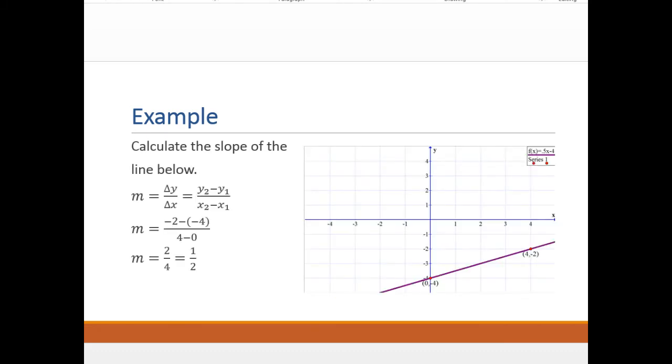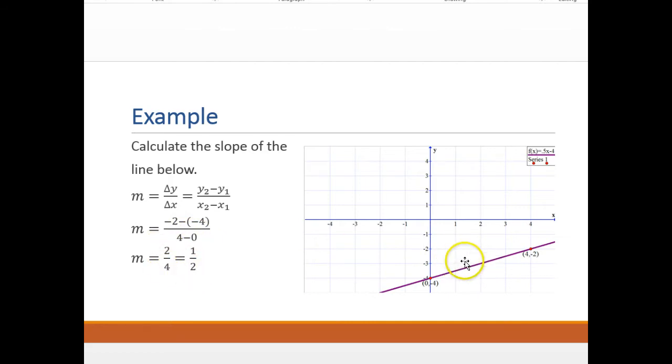We can also look at a picture of a graph and get the slope of that line. There are a couple of different methods we can use. One is to pick 2 points. In this case we have the point (0, -4) and the point (4, -2). If we use our slope formula like we did in the previous exercise, this would be -2 minus -4 over 4 minus 0, which is 2 over 4, which is 1/2.